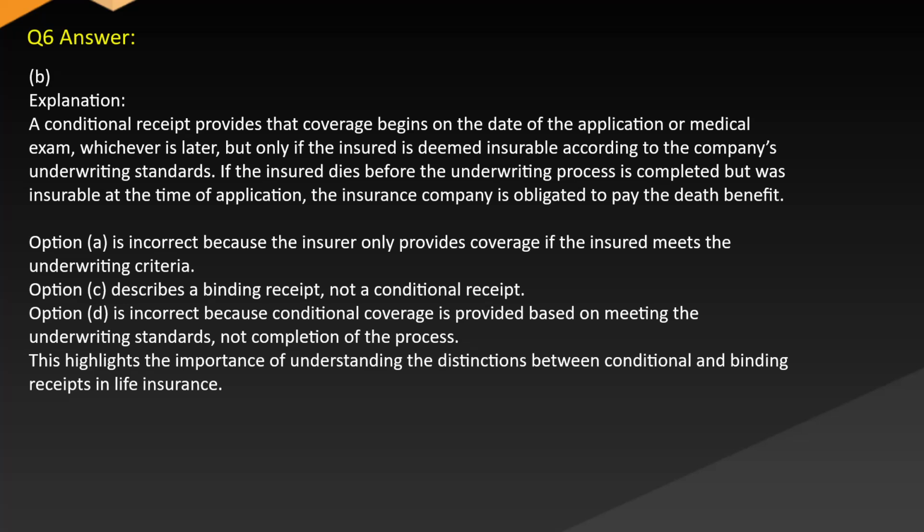Option A is incorrect because the insurer only provides coverage if the insured meets the underwriting criteria. Option C describes a binding receipt, not a conditional receipt. Option D is incorrect because conditional coverage is provided based on meeting the underwriting standards, not completion of the process. This highlights the importance of understanding the distinctions between conditional and binding receipts in life insurance.